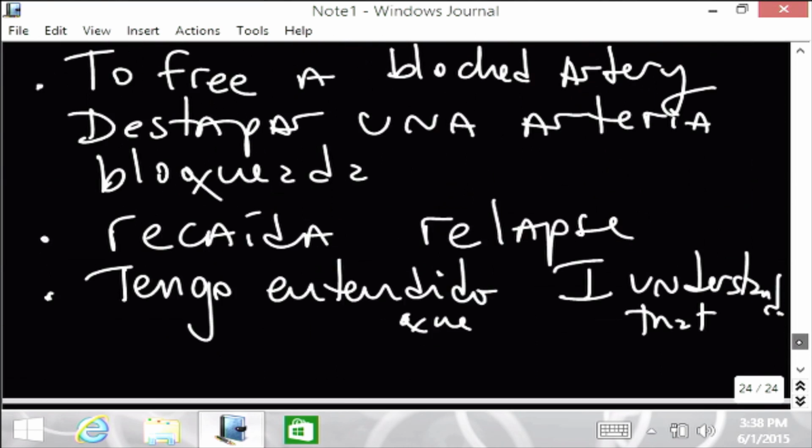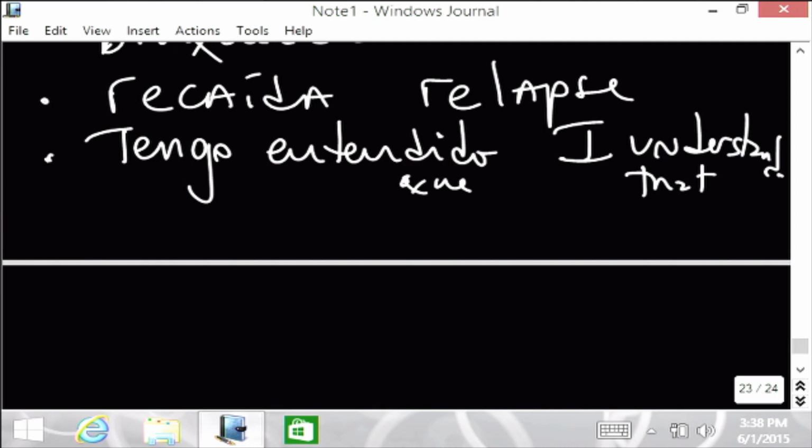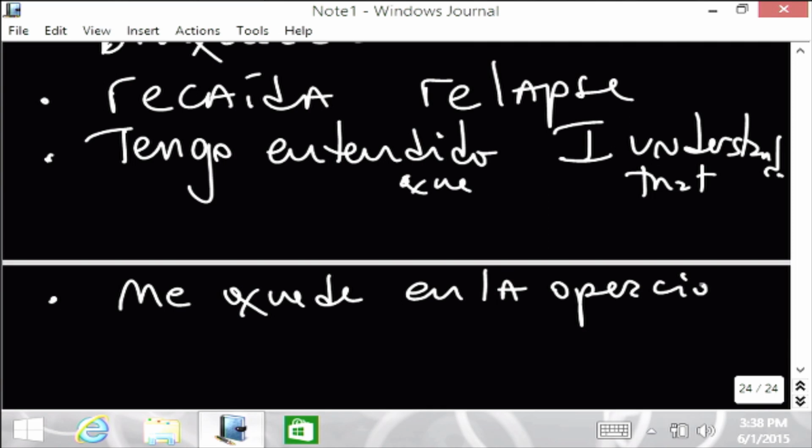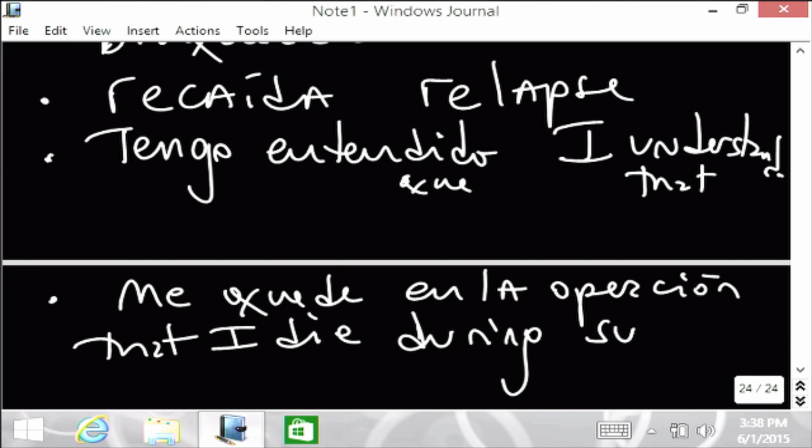And then he said something very odd, which you might not have heard. He says, ¿Qué posibilidades hay que me quede en la operación? That I die during surgery. Cuando dice, por ejemplo, se quedó en la operación, it means he died during surgery. That's another way of saying basically se murió.